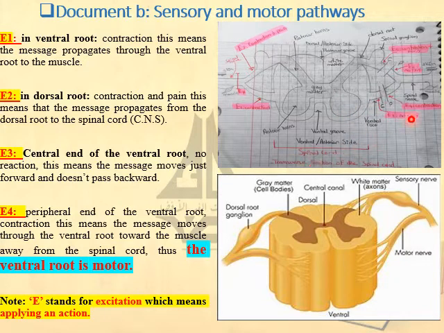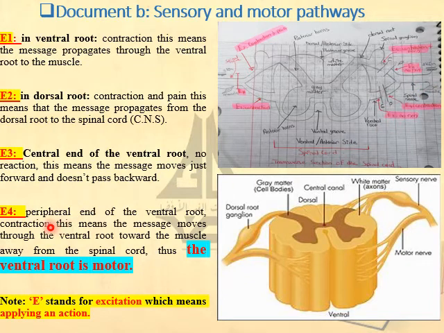Now let's see what happens when a stimulus is applied on the peripheral end. What do you think? Can the muscle take the message? Let's have a look at the figure before reading the result. If we apply a stimulus on the peripheral end of the ventral root, look at the peripheral end, it's still connected to the muscle. So I think that the muscle is going to react.